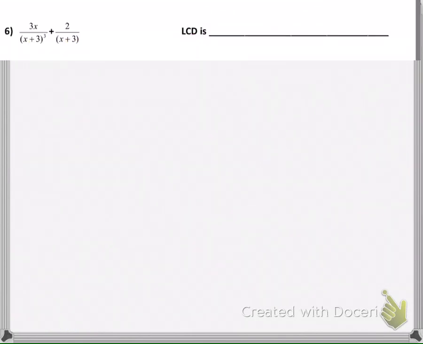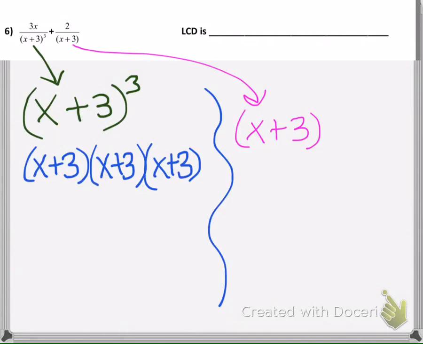All right, let's take a look at this one. So underneath one of the fractions, we have x plus 3 cubed, and this is what x plus 3 cubed would look like. So we need to find out what is in common here. So I see an x plus 3 on the left here and an x plus 3 here. So we would have x plus 3.